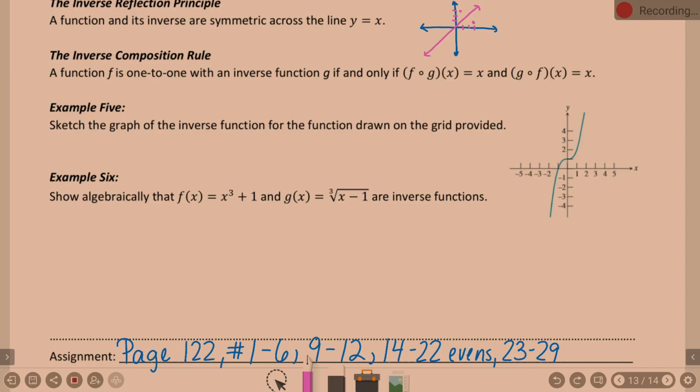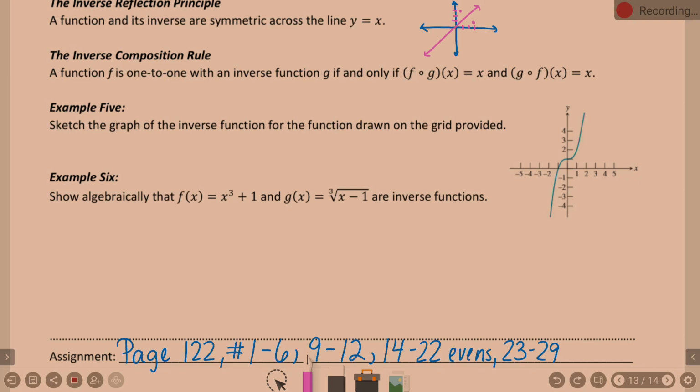The other piece we're going to talk about is the inverse composition rule. I believe we talked about this in algebra too. A function is one-to-one with an inverse function if and only if f composed with g of x equals x and g composed with f of x equals x. So if and only if what I refer to as f of g and g of f both equal x. That's another way to tell if our two functions are inverses. When you compose them, do they give you x in both cases? And that's what we're going to talk about in example 6.